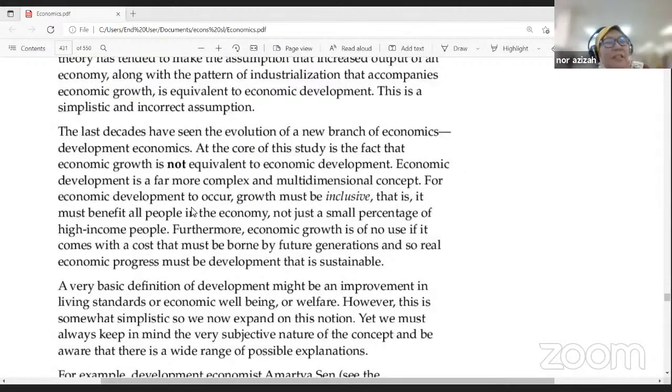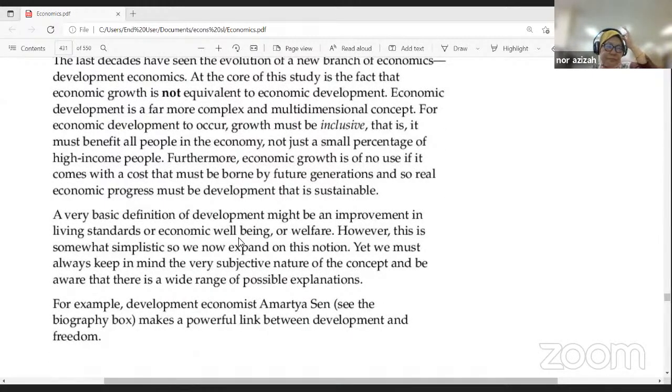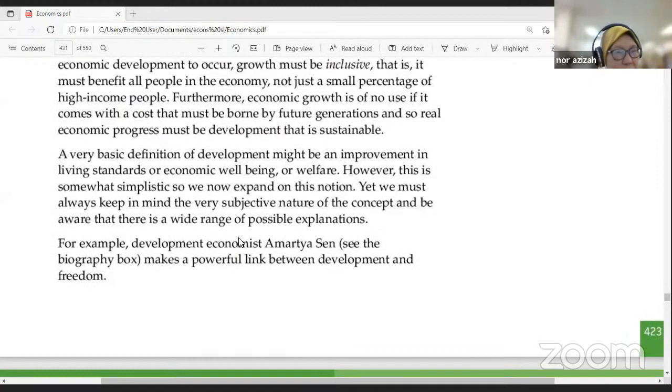So, okay, let's go to the next paragraph. Azima, kita baca the very basic definition tu. A very basic definition of development might be an improvement in living standards or economic well-being or welfare. However, this is somewhat simplistic, so we now expand on this notion.